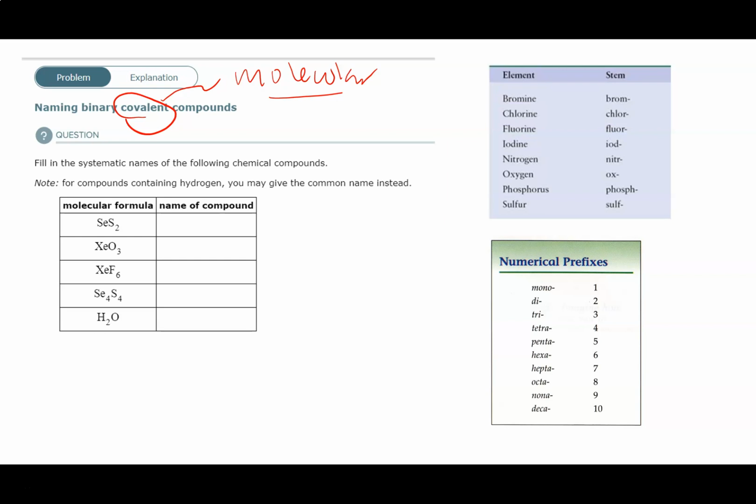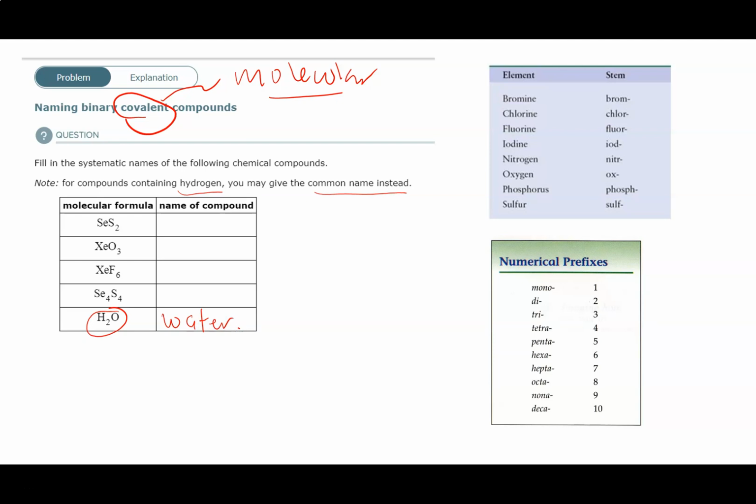So in this problem, it says that for compounds containing hydrogen, you may give the common name instead. So I'm just going to scan my list here and see if I can see any that contain hydrogen, and it's this one at the bottom, H2O. Hopefully you all know the common name is water. So let's look at the top one there.